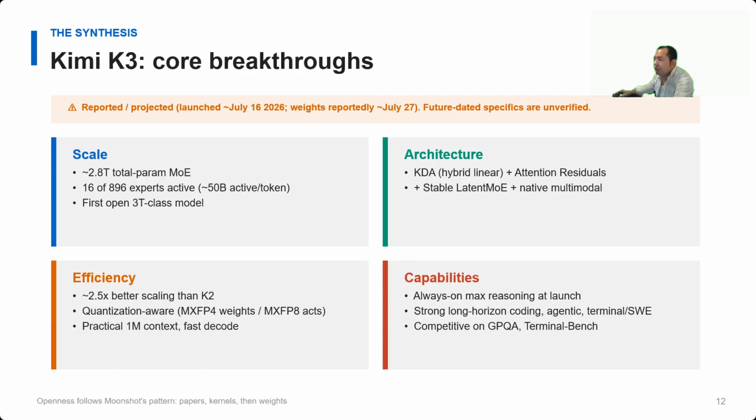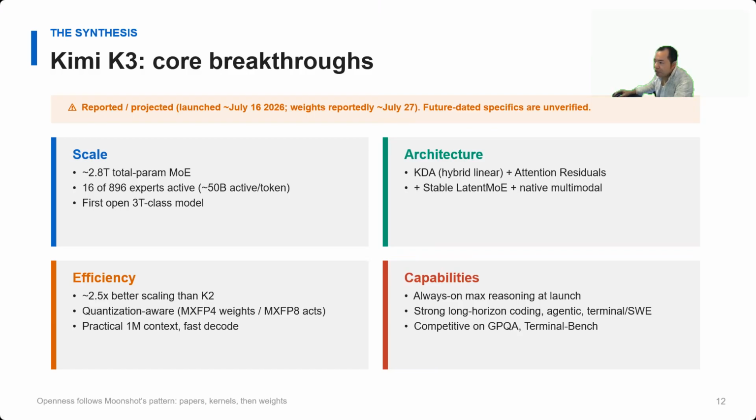Firstly, the scale. A roughly 2.8 trillion parameter MoE with 16 of the 896 experts active per token, about 50 billion active parameters, which would make it the first openly launched 3-trillion-class model. Secondly, the architecture. It reuses everything we have discussed before: the hybrid linear KDA, attention residuals, a stable MoE structure, and the native multi-modality of Kimi K3.